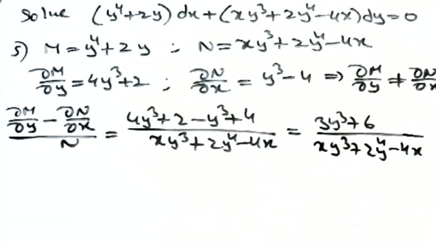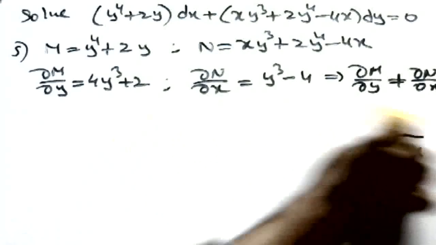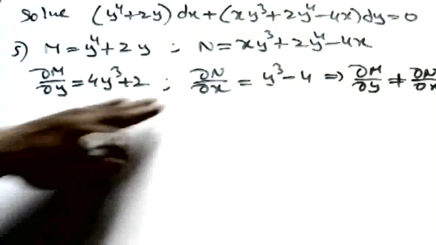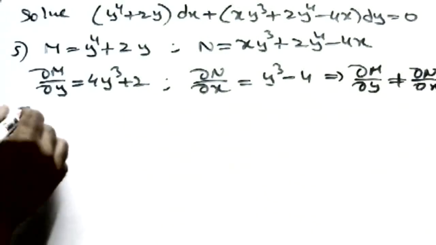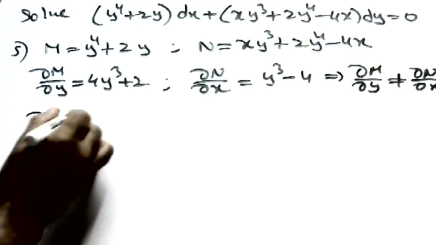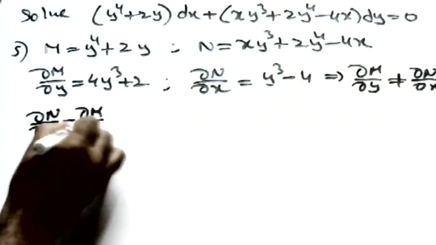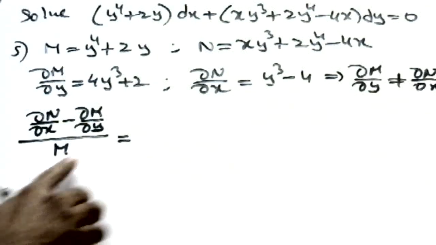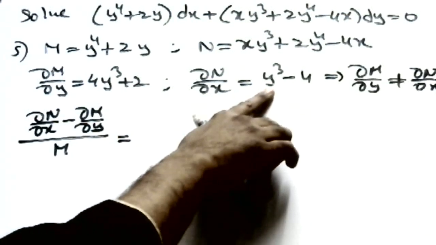But we are not getting the function in x alone. We are not getting the function in x alone. So we try for the next one. You have to see like this in the rough. Okay, so let me try for the next. What is next here? (∂N/∂x minus ∂M/∂y) divided by M. We are trying for the next.